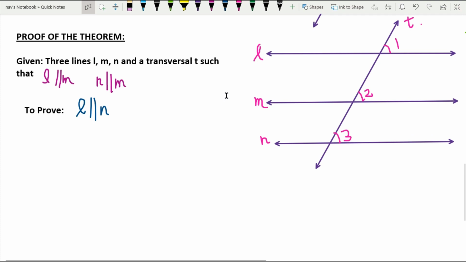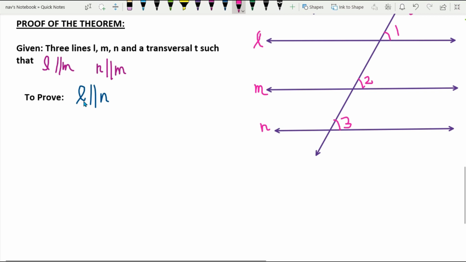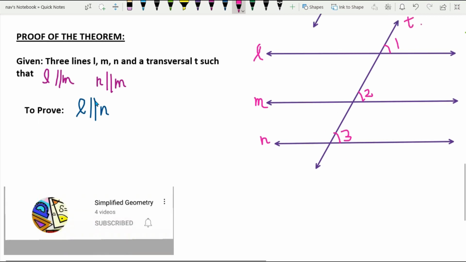So what is the given information? Given three lines, line L, line M and line N, and a transversal T such that L is parallel to M and N is parallel to M. We have to prove that L is parallel to N. L is parallel to the same line M, and N is also parallel to the same line M. So we have written the to prove part: L is parallel to N. Now let us look at the proof of the theorem.